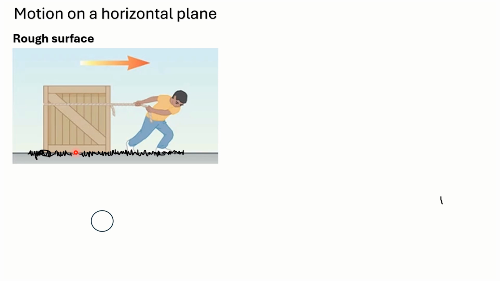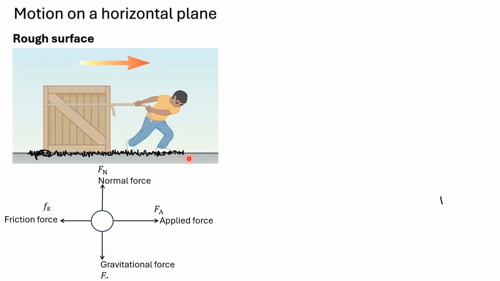Now, let's draw a free body diagram. We have a normal force that is pointing upwards like this. Some may even prefer to write it as Fn. We have the force of gravity pointing down like that. Then some may even write it as Fg. We also have the force applied. The force applied is the force that this person applied to the box. We can also write it as Fa. We also have a frictional force that can be written as Fk, like that.